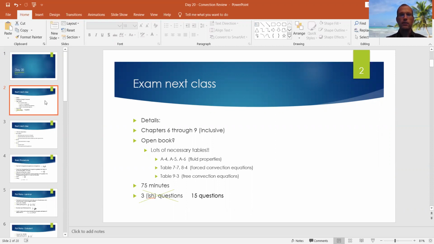Obviously, the only subject for this exam is convection, chapters 6 through 9, including those endpoints. It is open book, so that's no longer a question mark. That is definitely open book.